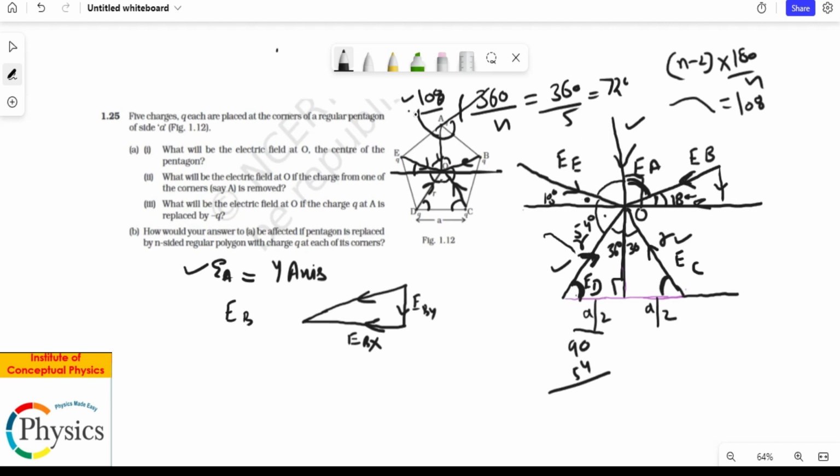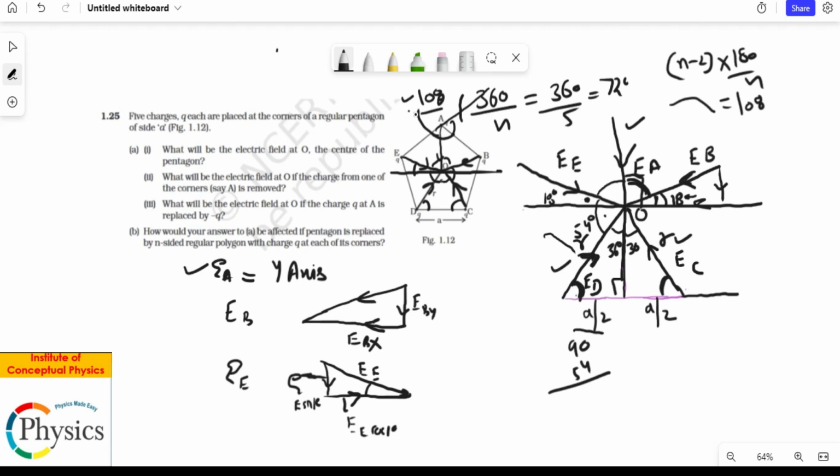Let's look at its counterpart EE. EE is drawn like this. If I draw this, the components are this and this, right? So this is E, right towards the away, because the charges are positive, and then I split it. This is again 18 degrees. I can easily find the perpendicular, E sine of 18, and I can find this, E cos of 18.